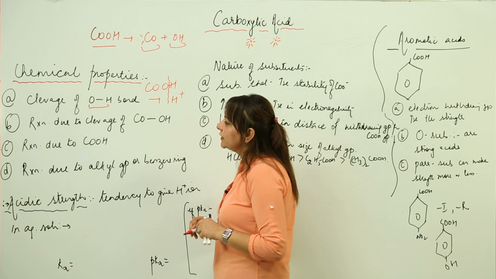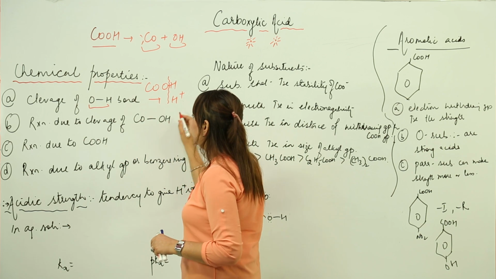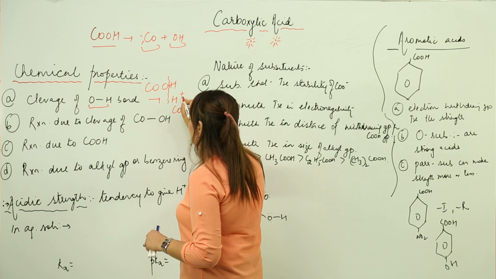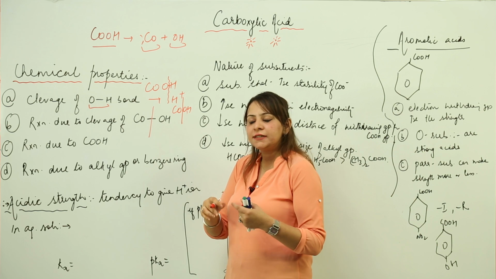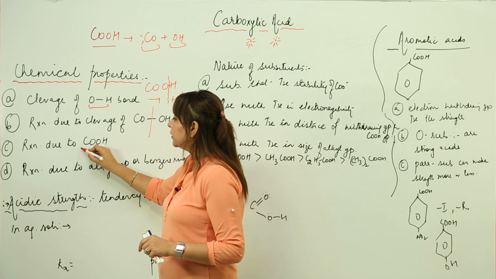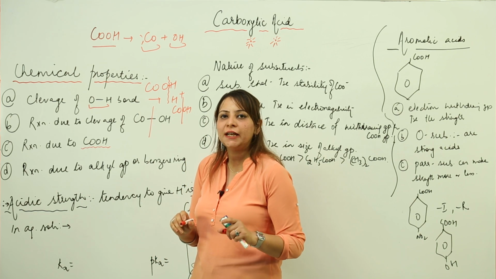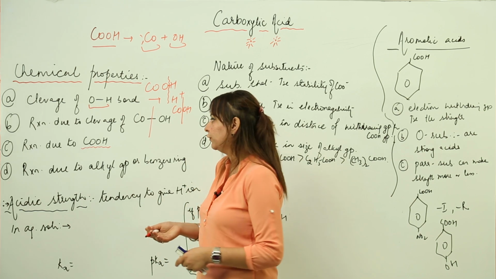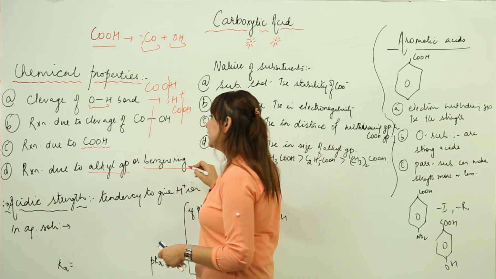The second reaction is one in which we will observe the cleavage of the C-OH bond, because particularly it is COOH. Here the bond will cleave in this way, resulting in the separation of the OH and the CO group. Third is the reaction involving the whole carboxylic acid group, meaning the carboxylic acid group is going to change into a certain kind of thing, and there will be a reaction due to the alkyl group or the benzene ring.